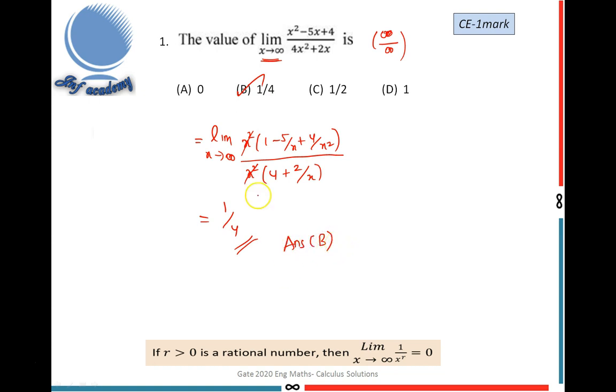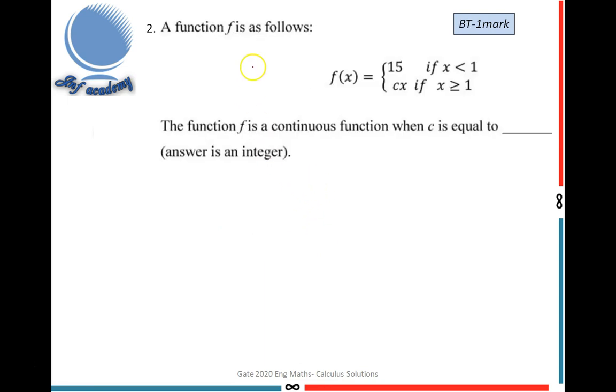Now the second problem. A function f is as follows. One function f of x is given with two conditions: x less than 1, f of x is 15, and x greater than or equal to 1, f of x is cx. The function f is continuous when c is equal to what? We have to find the value of the constant c. This question is from the BT department. It has 1 mark. The given function f is continuous in the two intervals, that is x less than 1 and x greater than or equal to 1.